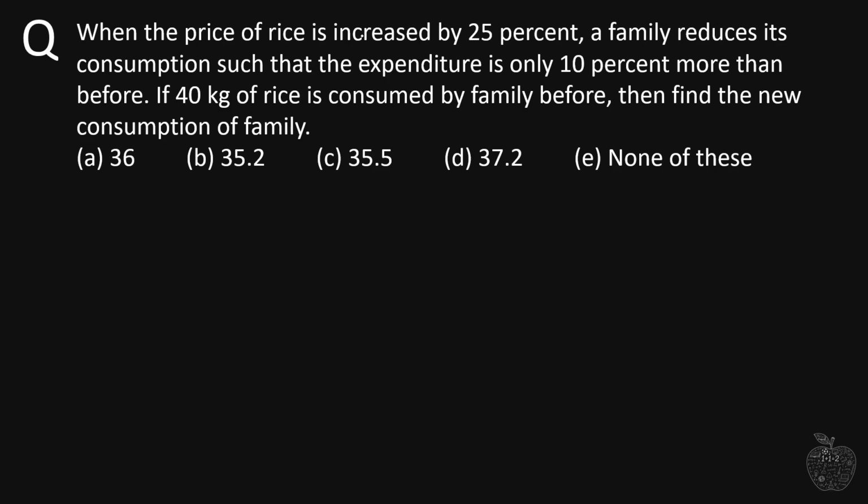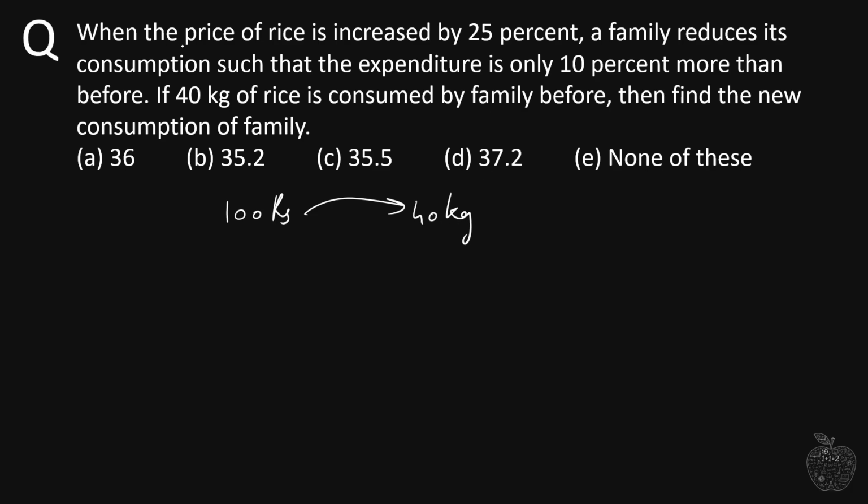When the price of rice is increased by 25%, a family reduces its consumption such that the expenditure is only 10% more than before. If 40 kg of rice is consumed by the family before, then find the new consumption of the family. So let's say that earlier for 100 rupees, the family used to get 40 kg of rice.